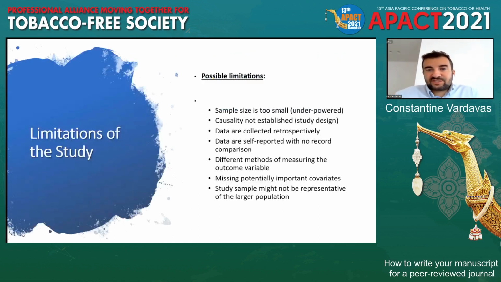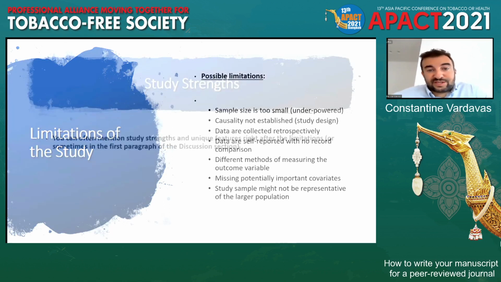Possible limitations, and this is again another screenshot. The sample size may be too small, so you're underpowered. The causality may not be established by study design. Data may be collected retrospectively. Data may be self-reported. There may be different methods of measuring the outcome variable. We may be missing potentially important covariates, and the study sample may not be representative of the larger population. So these are examples of limitations that you may use in a study.